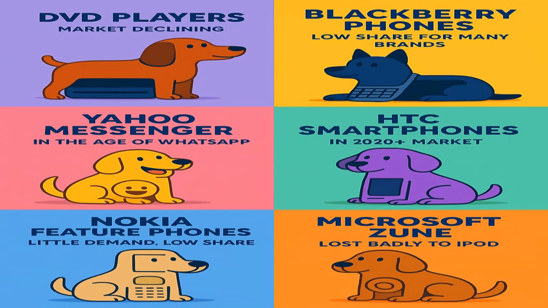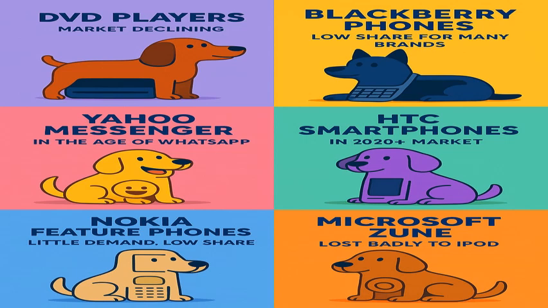So a DVD player is an example of dogs, because no one buys DVDs in this era, in this period. Most people watch movies on Netflix and Spotify, and they pay the subscription fee every month for Netflix or Spotify. So the DVD player market has declined or been discontinued.